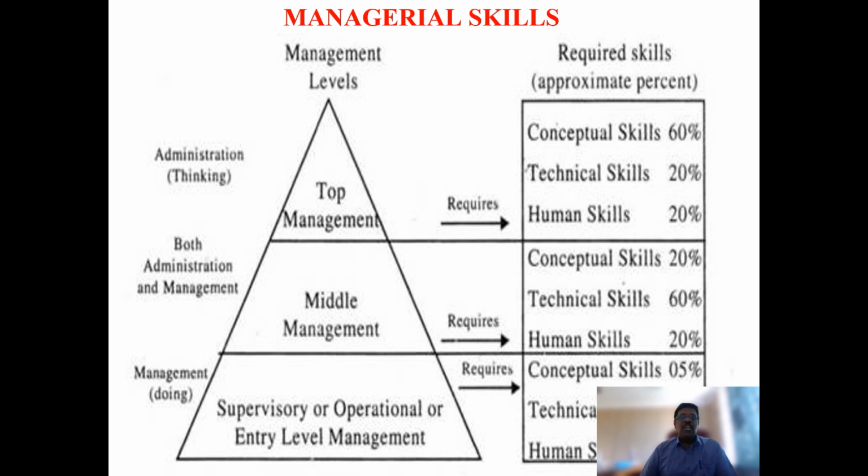If you keenly see that picture, the top level management has occupied 60% of the conceptual skills. They need 20% of the technical skills and 20% of the human skill. In the middle management, conceptual, technical, and human skills are according to the percentage. The supervisor level or lower level needs more technical skills rather than conceptual skills, but human skill is common to all levels, top levels, middle levels and supervisory levels.